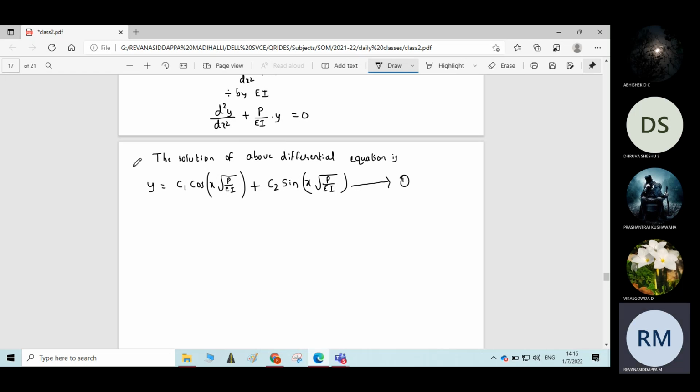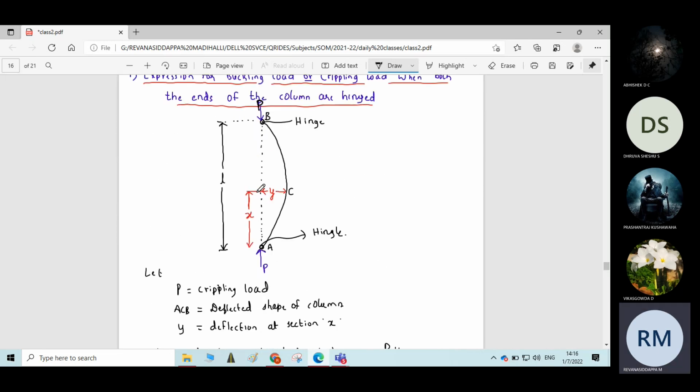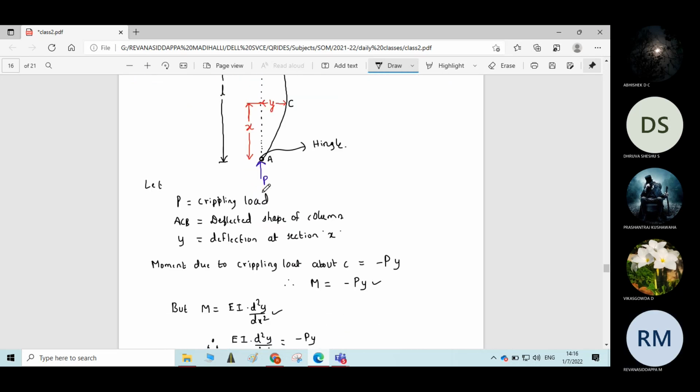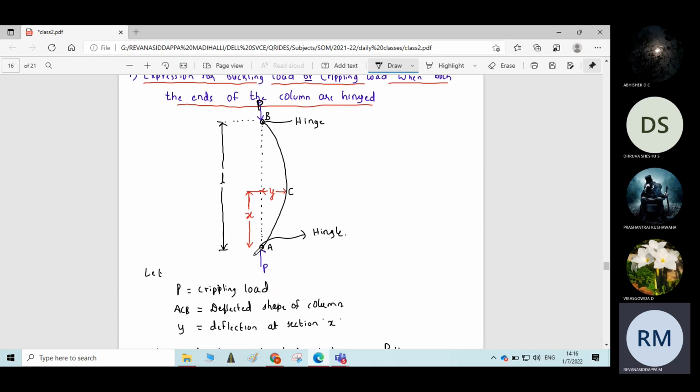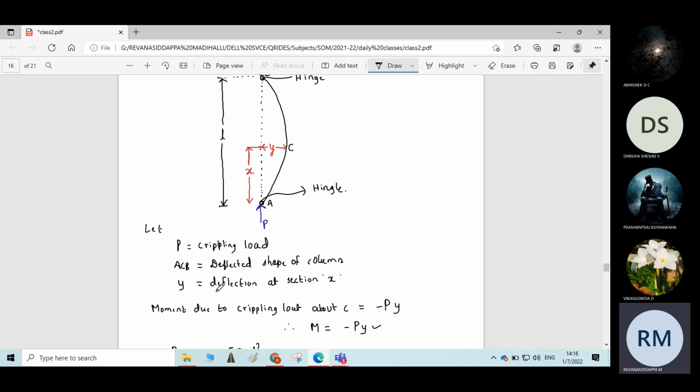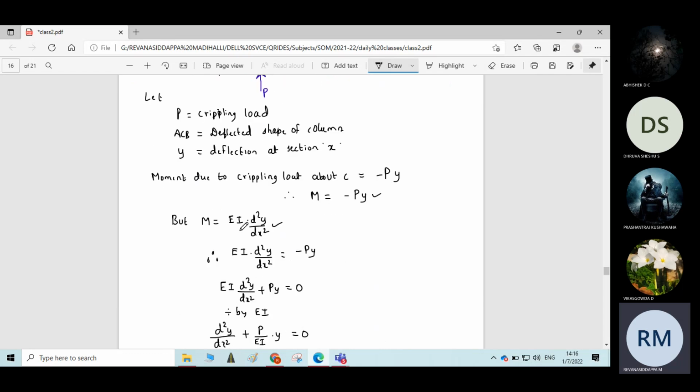Are you understood up to here? Whatever we have considered, a column of length L with both ends hinged, and ACB is the deflected shape of the column. We have considered a section at a distance x, and y is the deflection at the section x. P is the crippling load at which the column will start bending or buckling.